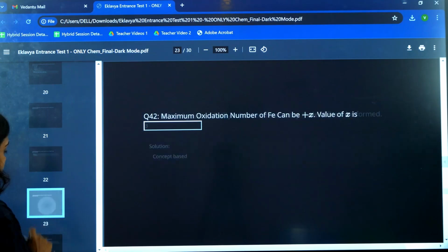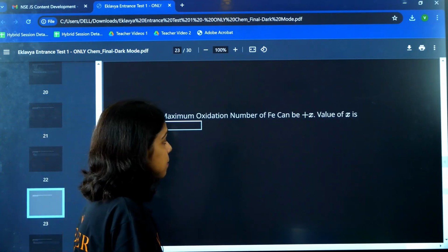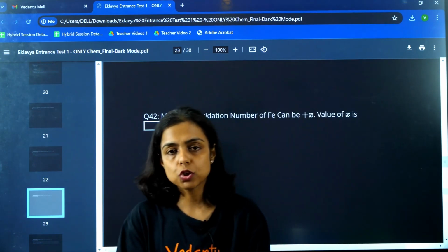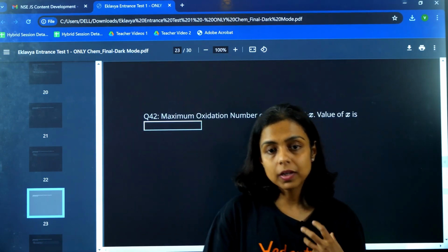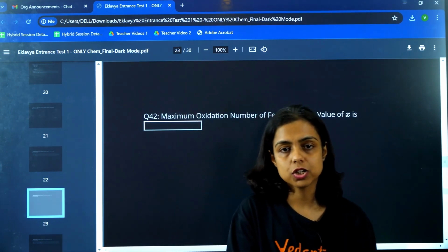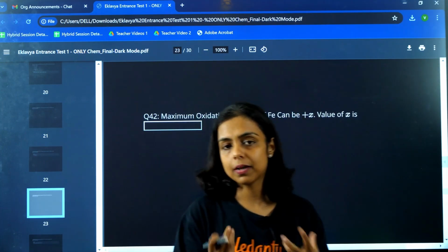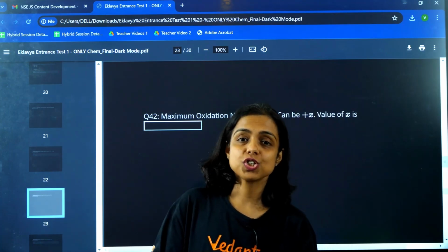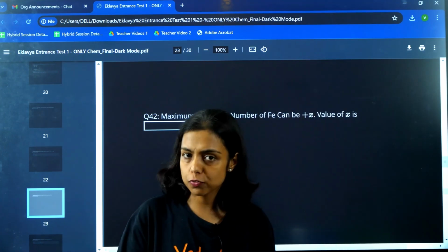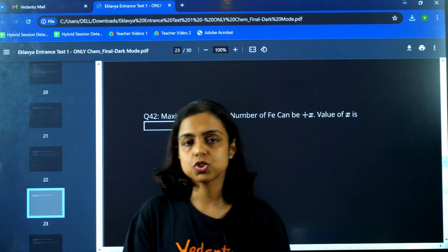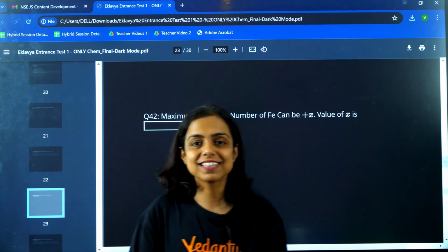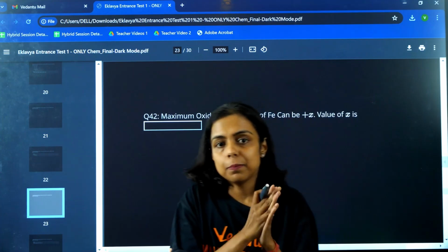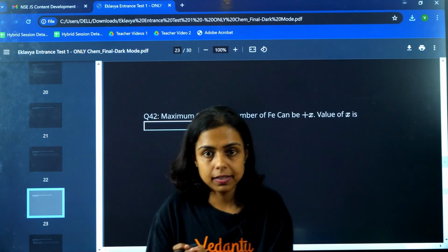Okay, the next question we have is: maximum oxidation state of iron is +X. And I'm sure in your paper it will be made clearer, to avoid any ambiguity, that X is an even number, which is the highest oxidation state of iron. I'm sure most of you know the stable oxidation states in which iron exists are +2 and +3, right?